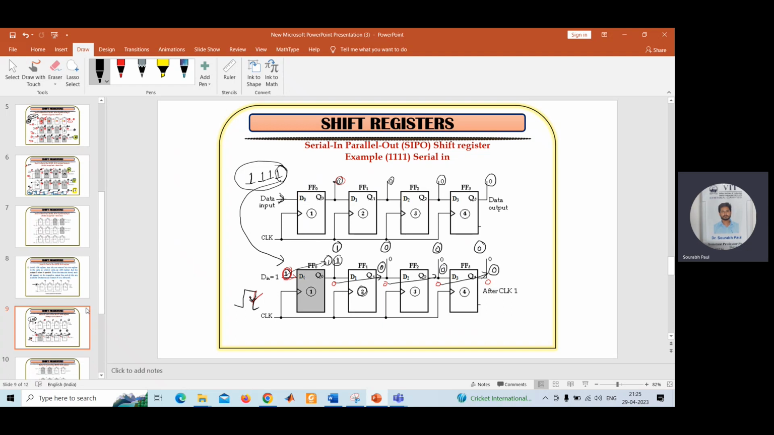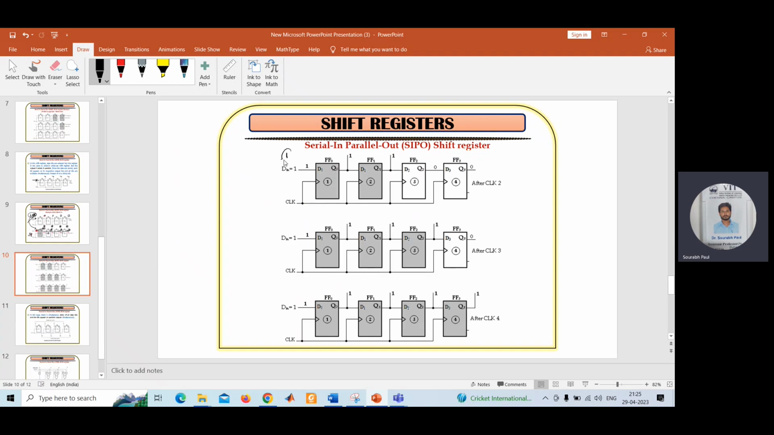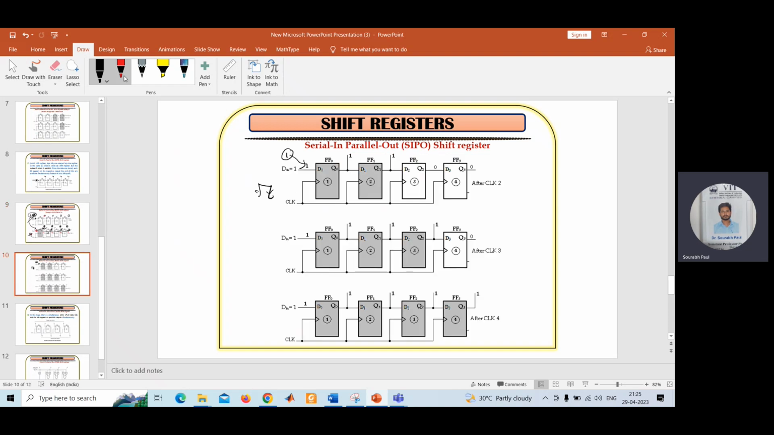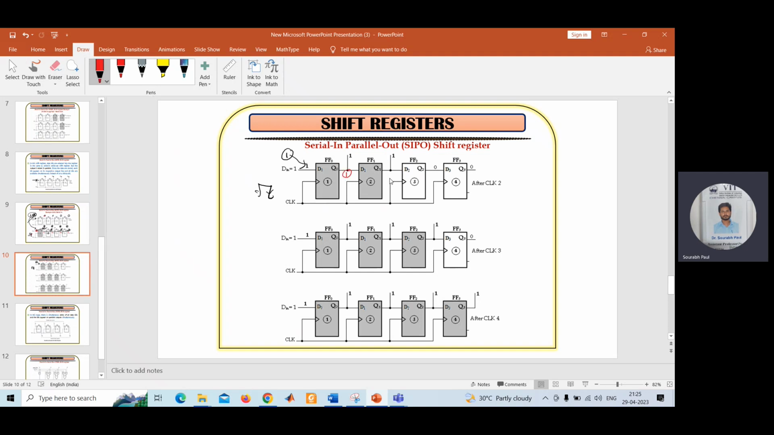Now I need to apply the clock for the second time, and I need to input the second bit. Let me show you. This is the second bit I have applied here in the input terminal, and I am applying the clock. If you can remember what the previous stage output was, let me write it down here: 1, 0, 0, 0. Let me write it here using red color, then it will be easy for you to understand the previous stage output. I can write that you got 1 here, 0 here, 0 here, 0 here.